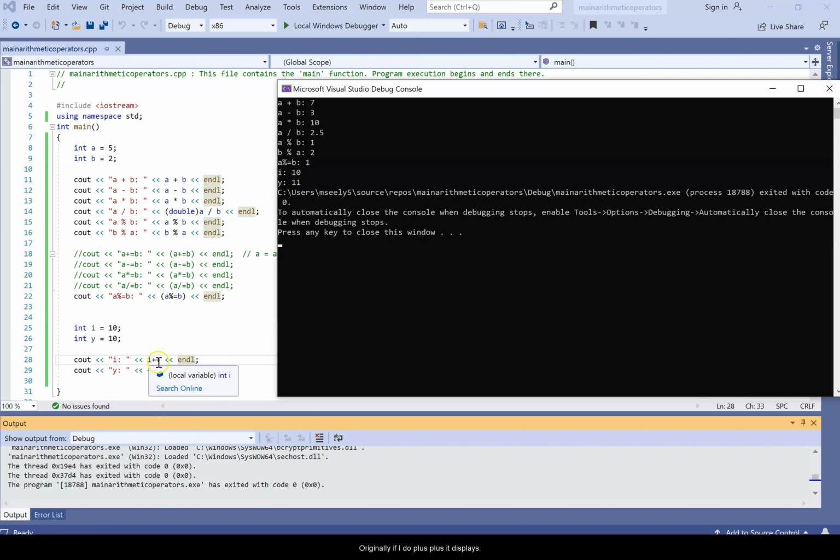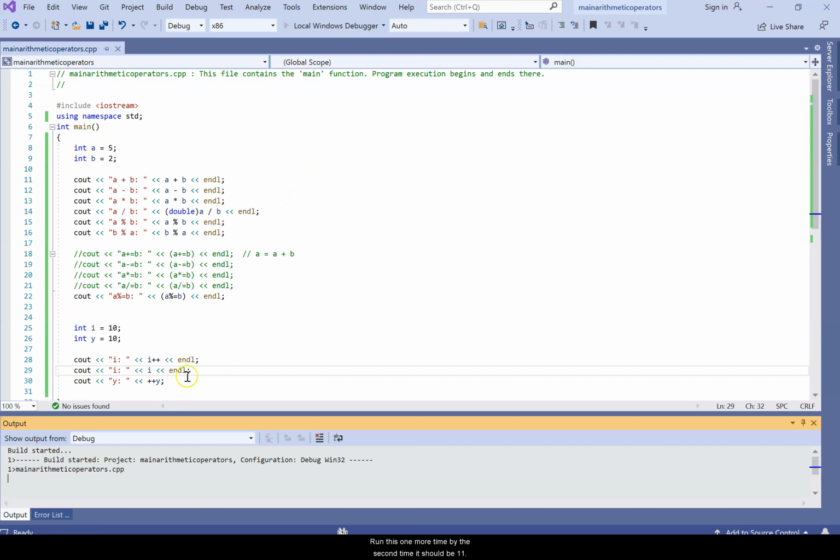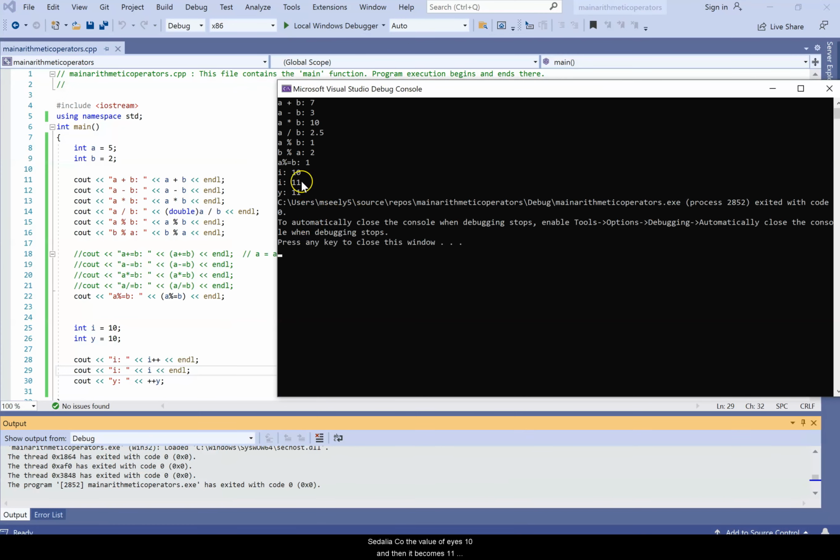Originally, if I do plus plus, it displays 10 first, which is the value of i, and then it adds 1 to i. So if I do cout and we'll do i again, and run this one more time, the second time it should be 11. So the value of i is 10, and then it becomes 11 after it printed originally. And y, you add it first, so you go 10 plus 1, it equals 11, and then you display it.